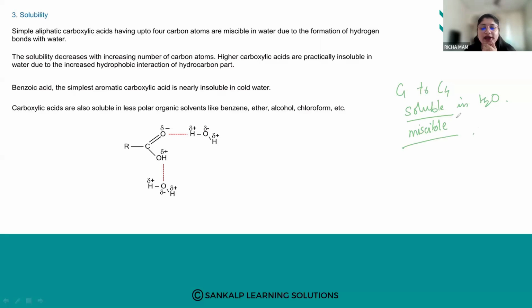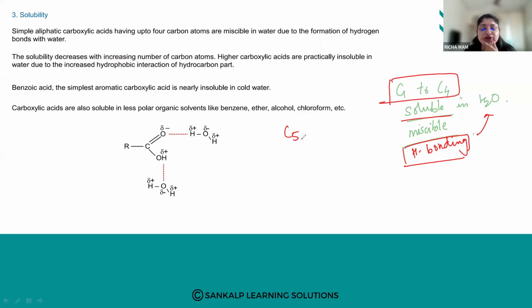Miscible means soluble in water. Why are they soluble in water? It is due to the formation of hydrogen bonds with water. They can easily form hydrogen bonding with water. So carboxylic acids from C1 to C4 are easily soluble in water due to formation of hydrogen bonding. Now, what happens after C4?